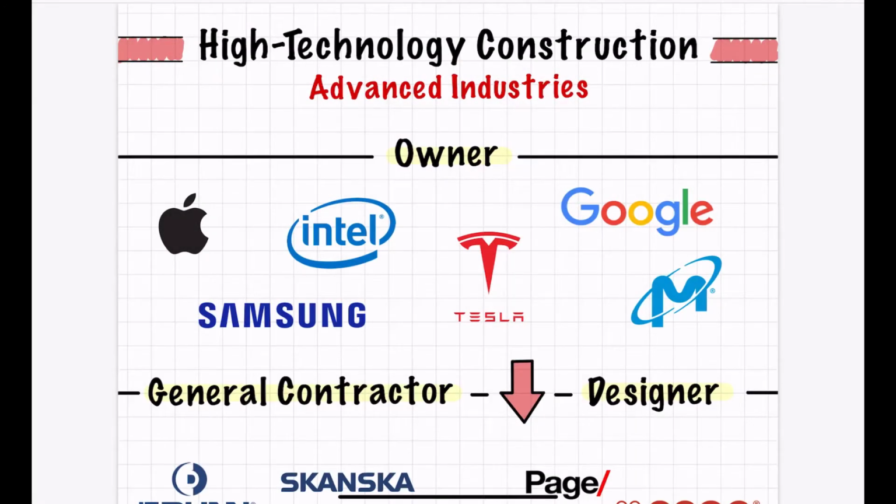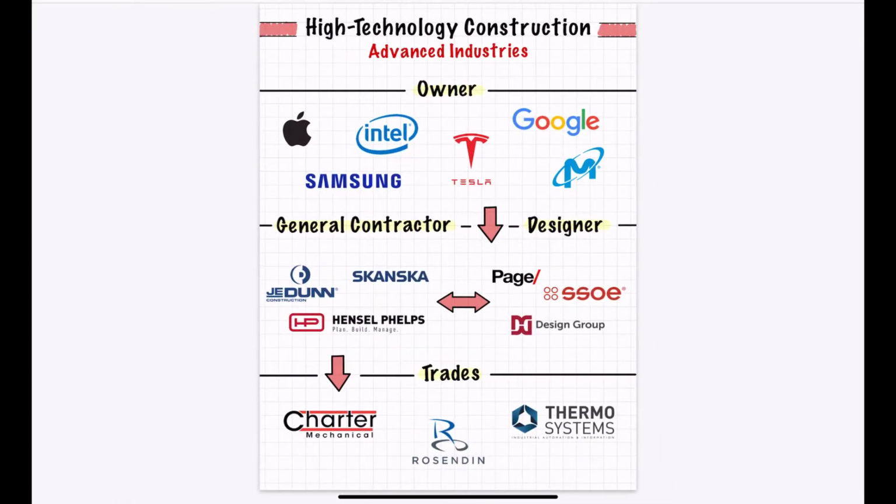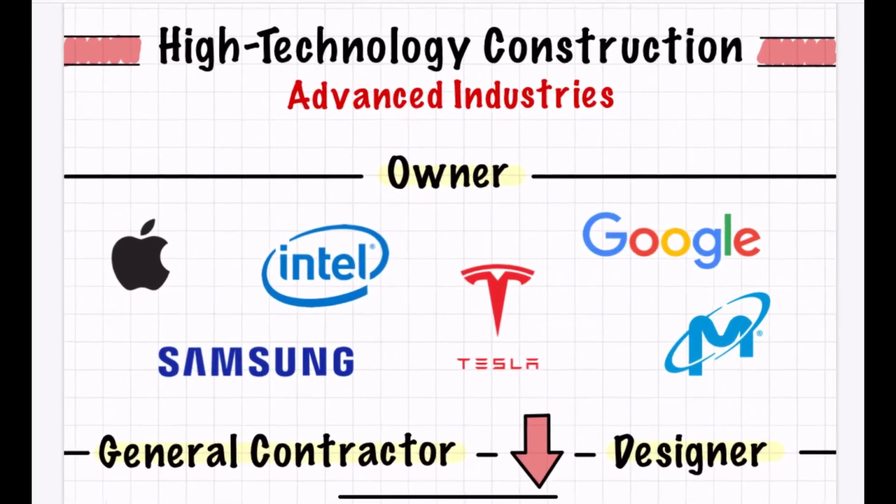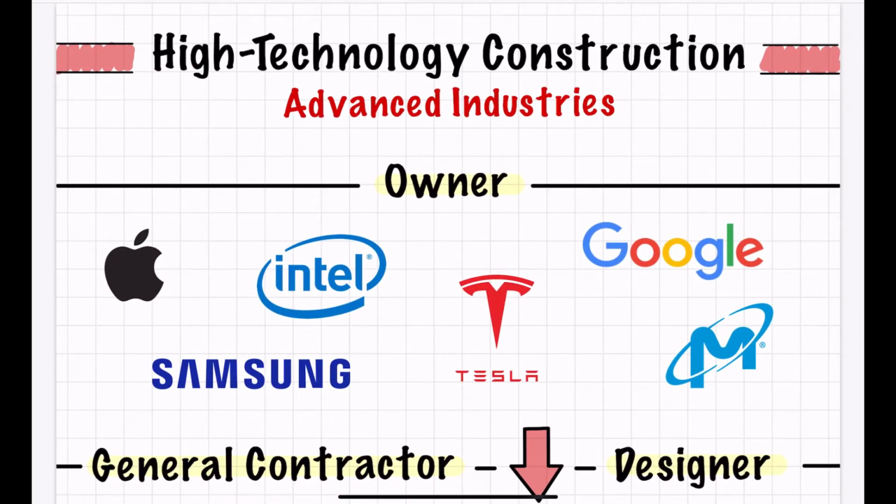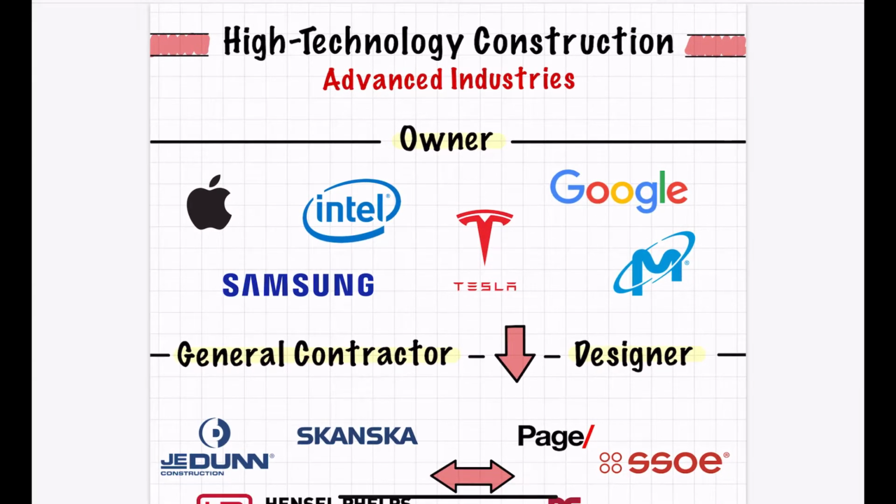Hey guys, today we're going to be talking about high technology construction, or what they call advanced industries. So I am using Goodnotes 5 to take these notes and to kind of show you how this industry works. So I'm going to zoom out a little bit here. I'm talking about companies that are building stuff that requires a lot of electrical systems, a lot of mechanical systems, basically anything high tech. Okay, these aren't standard buildings.